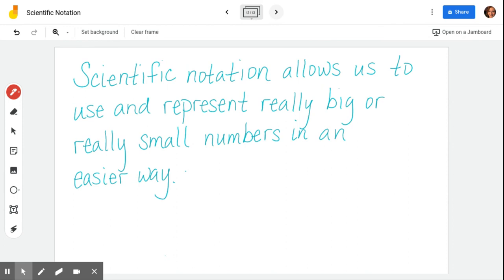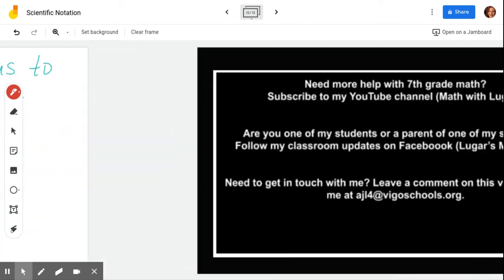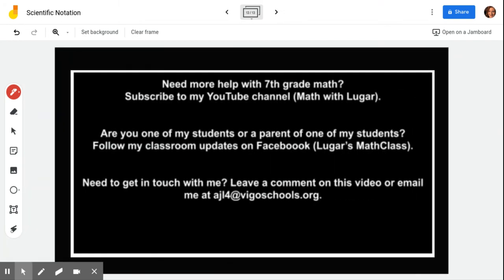Scientific notation gives us a way to work with those really big or really small numbers and a way to represent them that's much easier than having to write all those zeros out. If you have a number that has like 100 zeros after it, and yes, that's possible, you probably don't want to make 100 zeros. Scientific notation makes it to where you don't have to write the whole thing, but you can still convey the meaning.